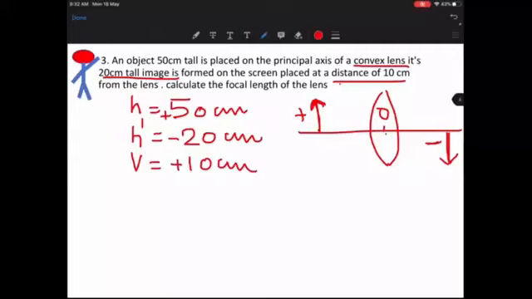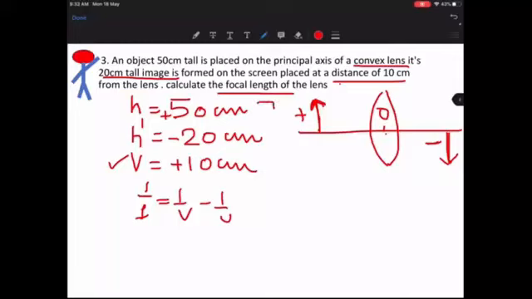Now what do you have to calculate? You have to calculate the focal length. For calculating the focal length, the formula is 1 upon f is equal to 1 upon v minus 1 upon u. So you know v, but you do not know your u, so you cannot calculate your f. There are two more things which are given to you. Look at this. You are given the height of the object and height of the image. What can you calculate using these two?